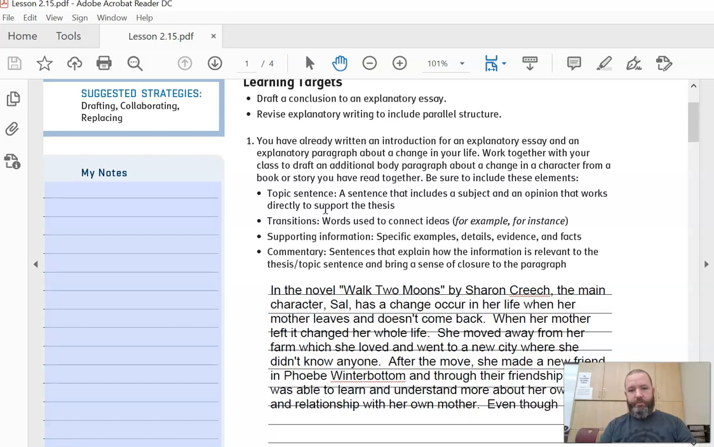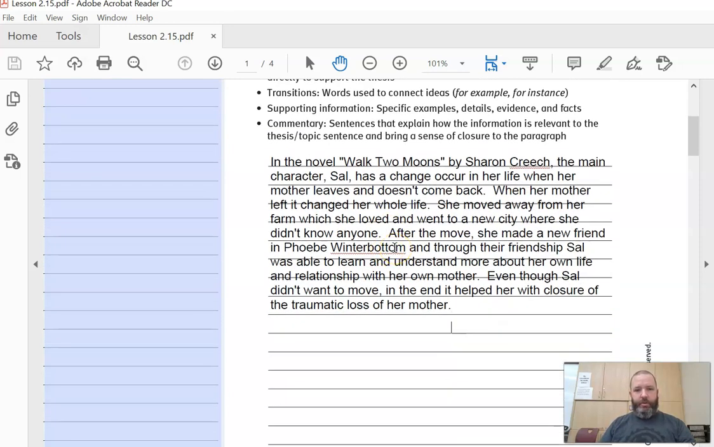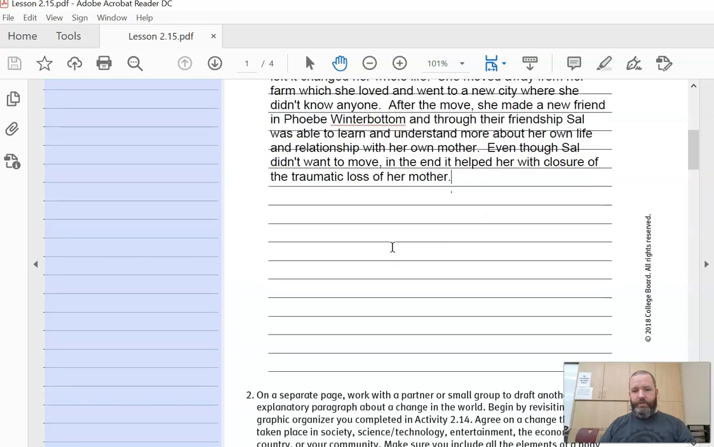Even though, there's another transition word, Sal didn't want to move, in the end, it helped her with closure of the traumatic loss of her mother. Okay, so if you want to use that paragraph, feel free. If you want to use a different paragraph of your own that's similar, it's still talking about Sal and a change in her life, that's super as well.